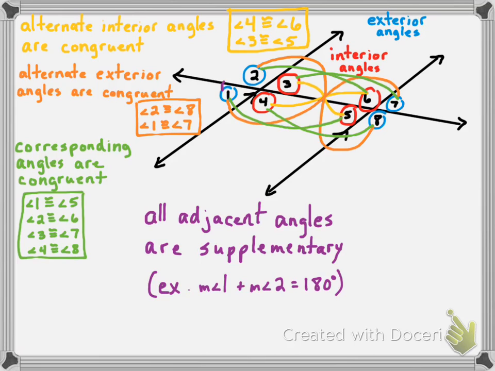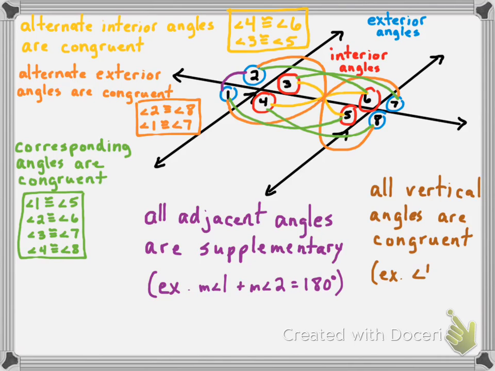Alright, and then last one. All vertical angles are also congruent. Like in the example, 1 and 3 are across from each other, so they are vertical angles, so they are congruent. They're not the only ones. 2 and 4 are vertical, they're congruent. 5 and 7, 6 and 8.